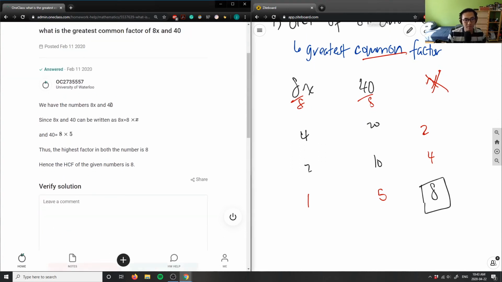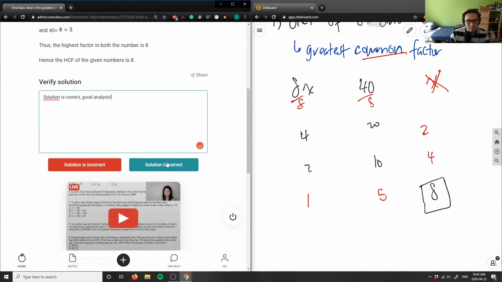So we have the terms 8x and 40. 8x can be written as 8 times x, and 40 equals 8 times 5. Therefore, the highest factor in both is 8. Hence, the greatest or highest common factor of the given terms is 8. So the solution here is correct. Correct. Good analysis.